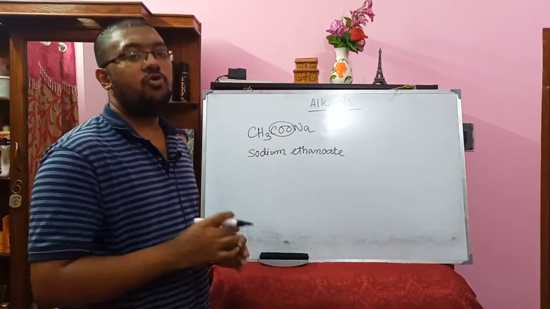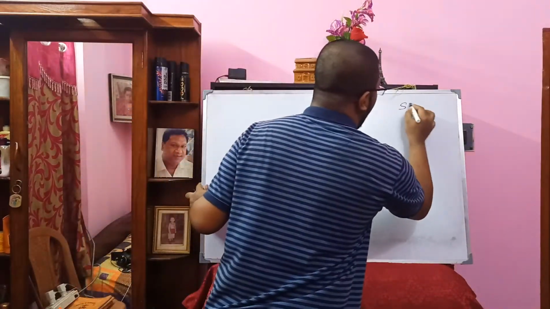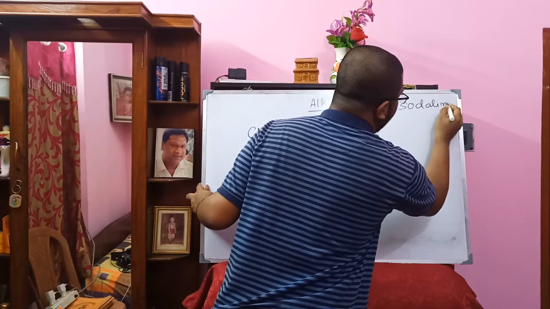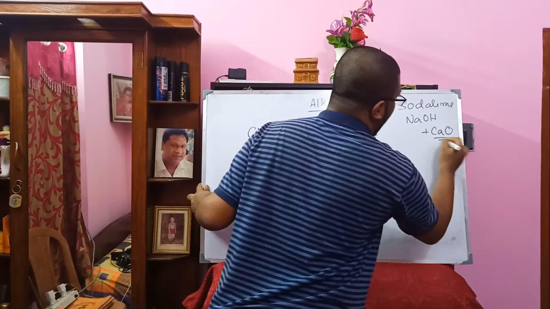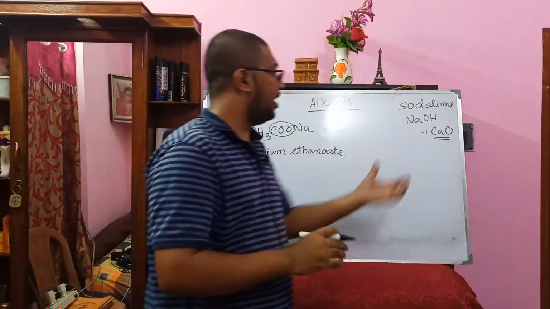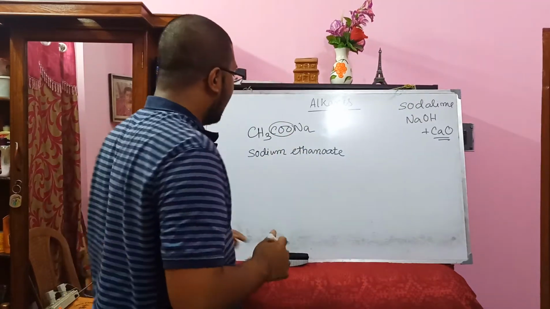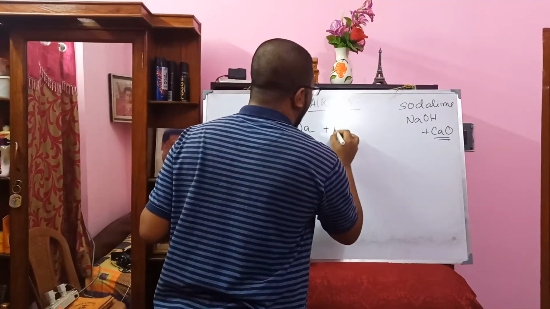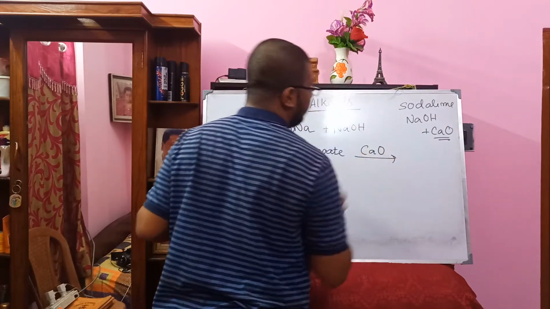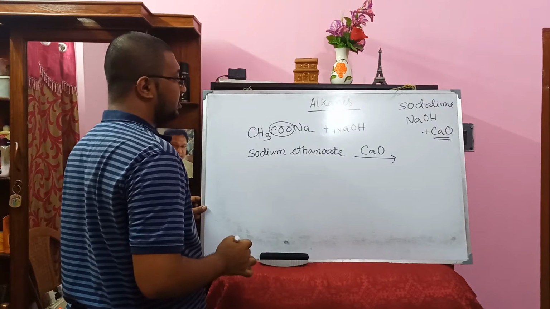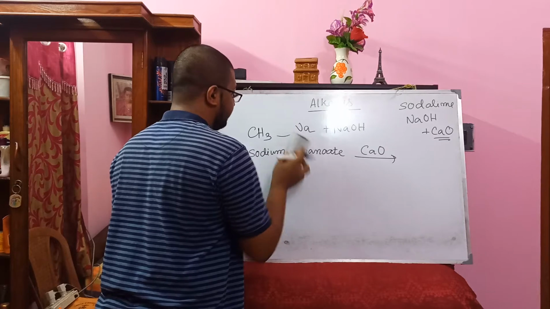Now to this, you have to add soda lime. Now what is soda lime? When I talk about soda lime, I mean NaOH plus CaO. CaO is called quicklime. So NaOH plus this CaO together is called soda lime. Now sodium ethanoate, if we give NaOH and heat it in the presence of this quicklime, what is happening? What results are we getting?